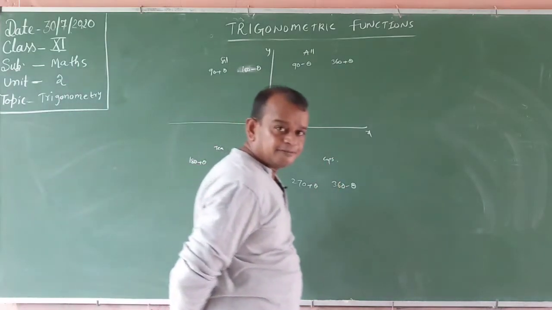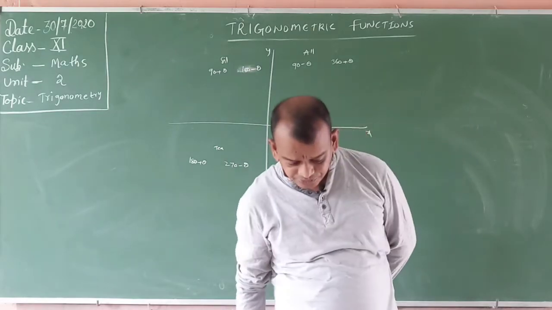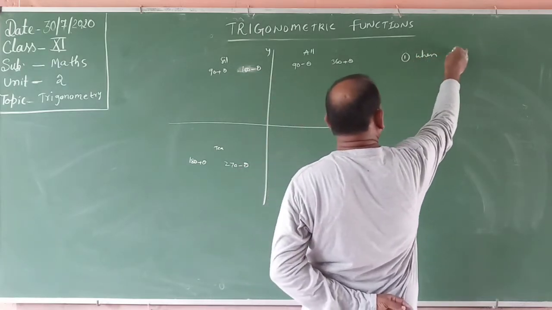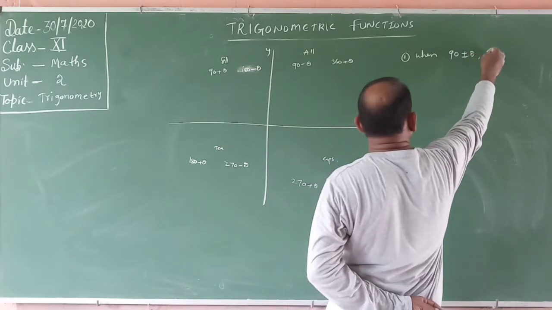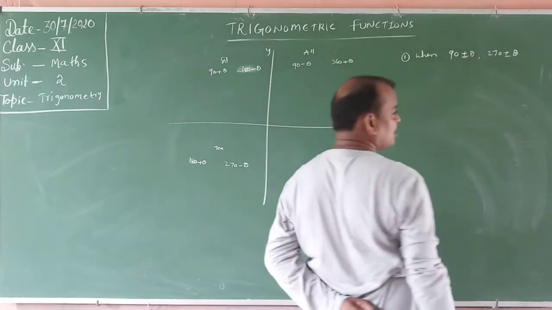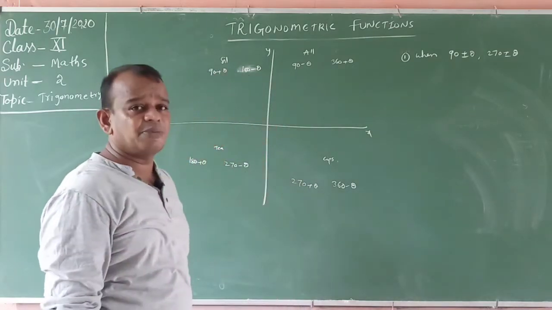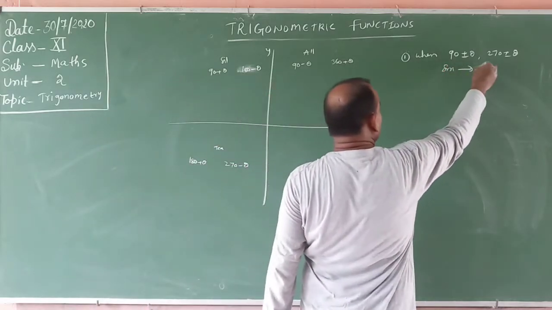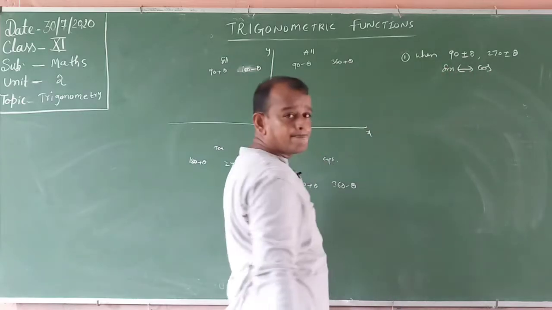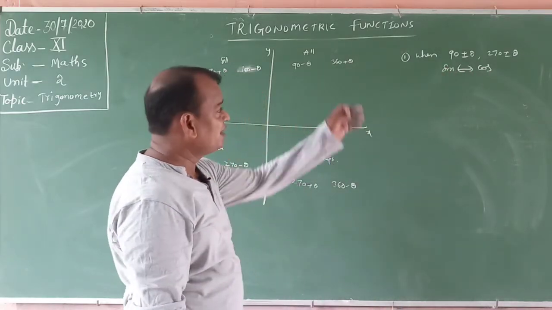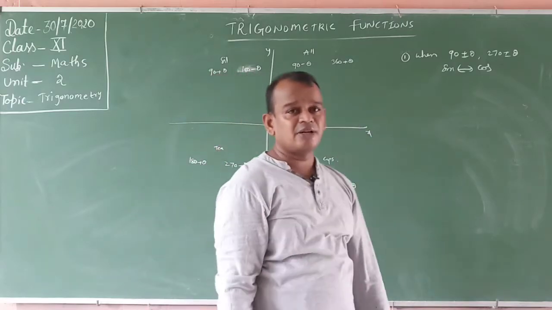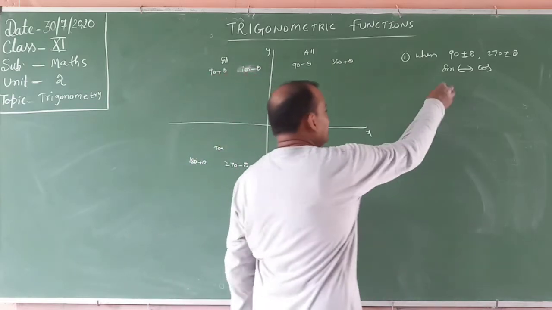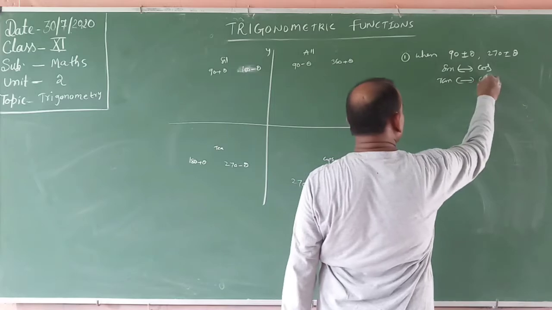Now I will explain the working rule. First property: when the allied angles 90 plus or minus theta or 270 plus or minus theta occur, sine will be changed into cos and cos will be changed into sine. Similarly, tan will be changed into cot, and cot will be changed into tan.